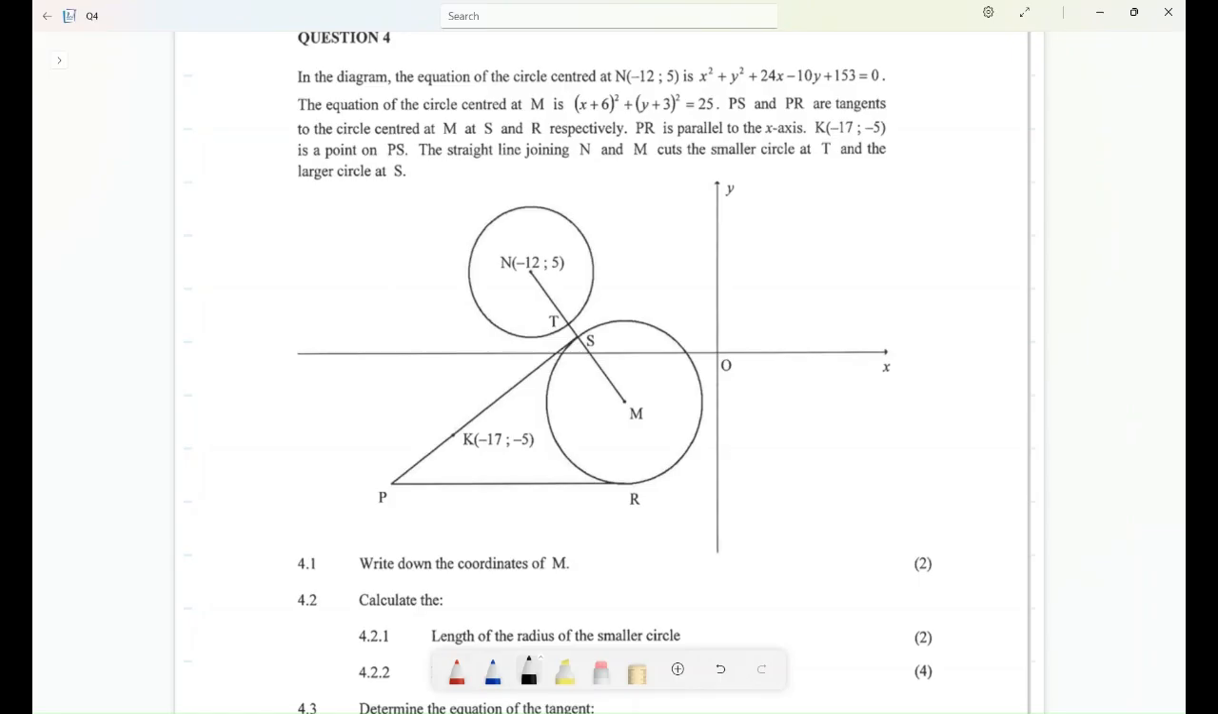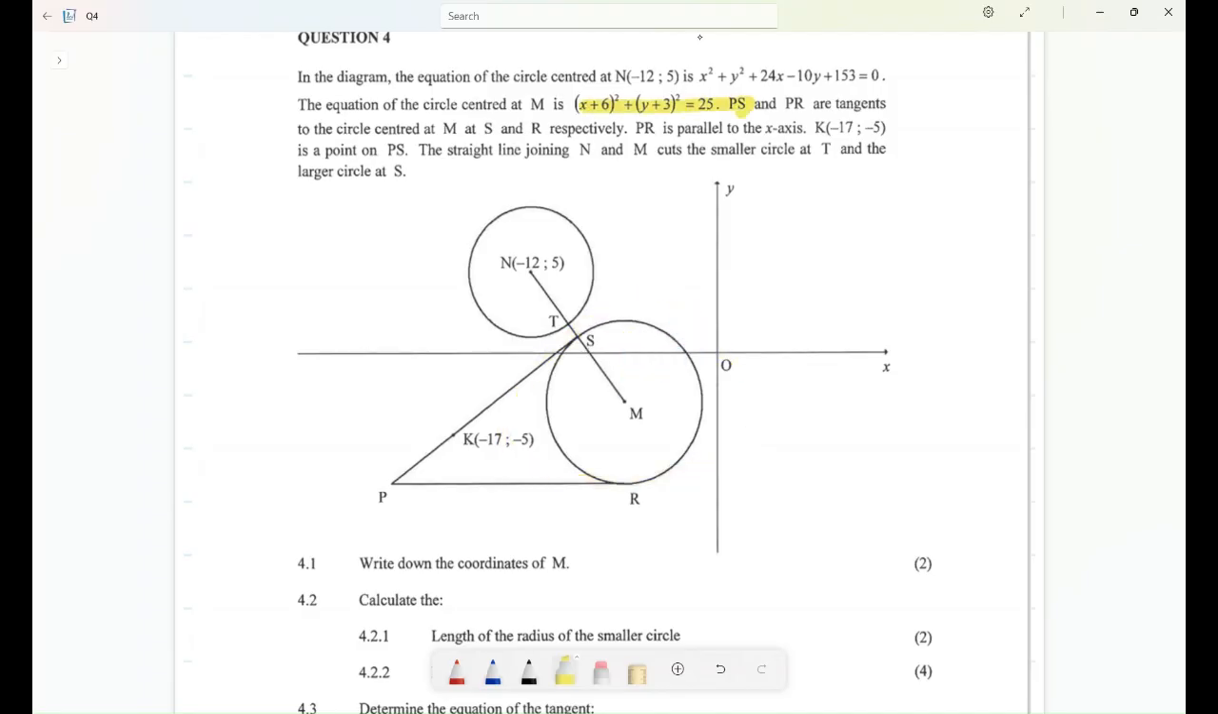Let's continue with circles in analytical geometry. It says in the diagram below, the equation of a circle centered at N has those coordinates. This one has an equation of that one. The equation of the circle centered at M is this one.